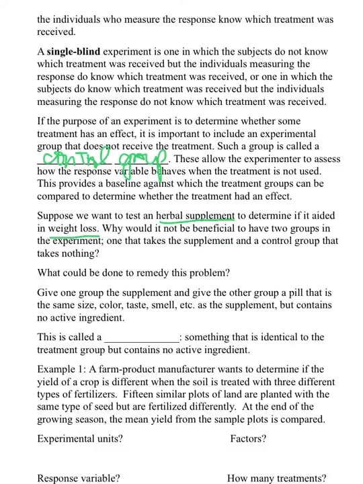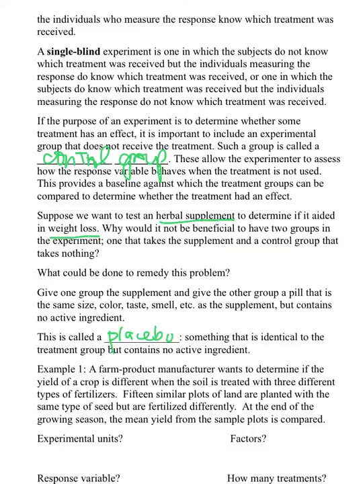However, the control group, they're not taking anything. So they might not be thinking about their weight. They might act differently just because they aren't getting any treatment. So what can we do to remedy this problem? Well, we can give one group the supplement and give the other group a pill that looks just like the supplement. Same size, color, taste, smell, etc. But it doesn't actually contain the herbal ingredient. So this is called a placebo.